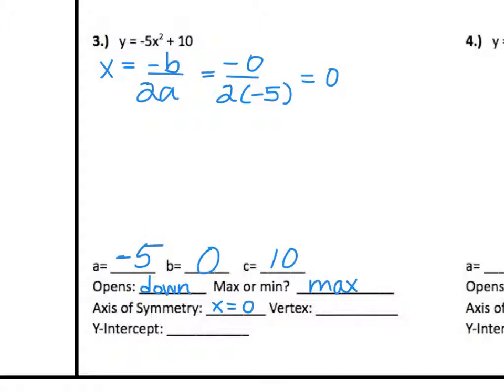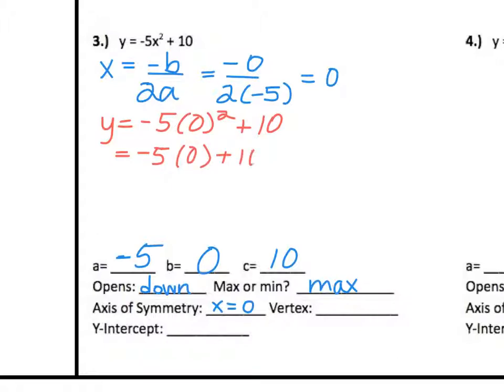The vertex, now you got to plug in 0 to get your y value. Negative 5 times 0 squared plus 10. What is 0 squared? 0. So you're doing negative 5 times 0 plus 10, which is just 0 plus 10. So what's your y value? 10. So you got your x value and your y value. So you have your vertex at 0, 10.